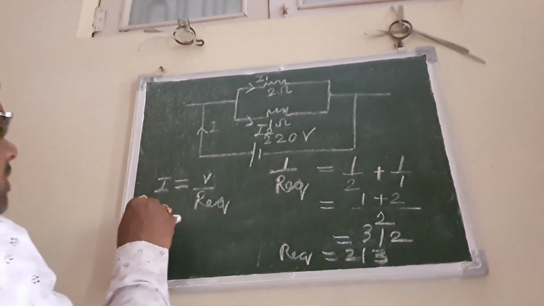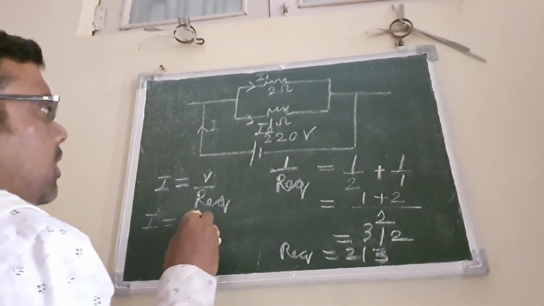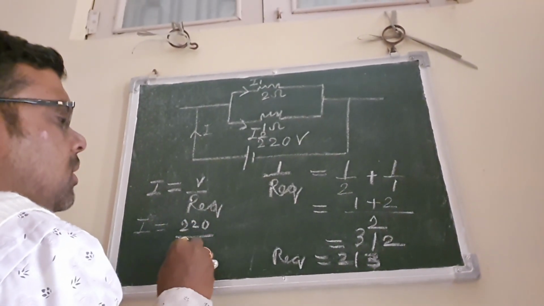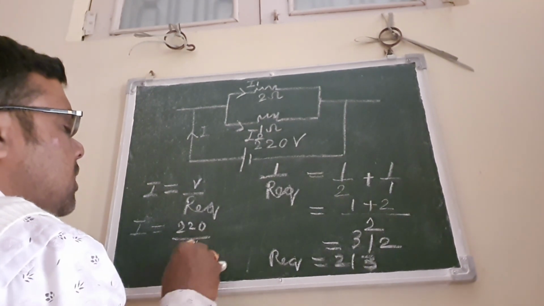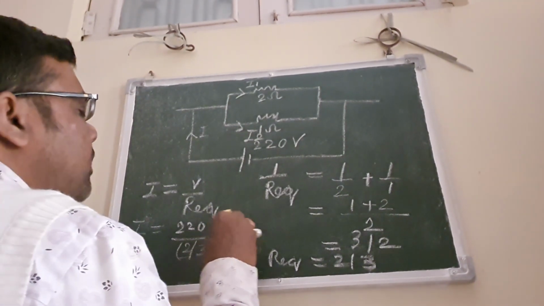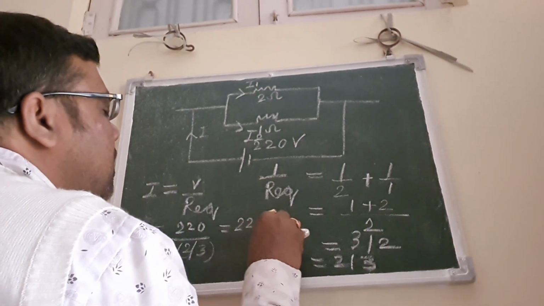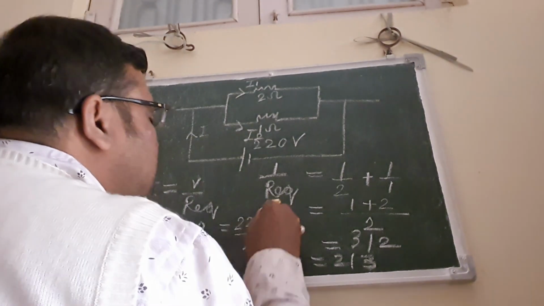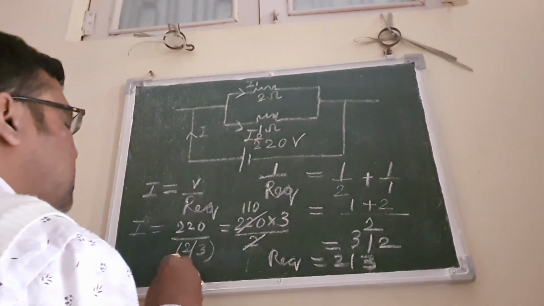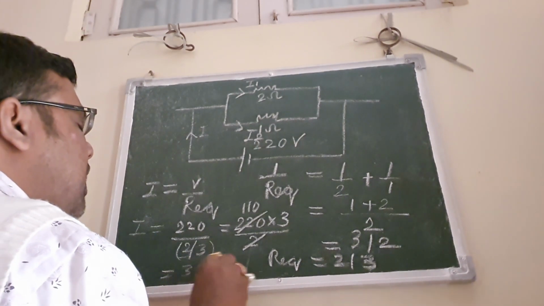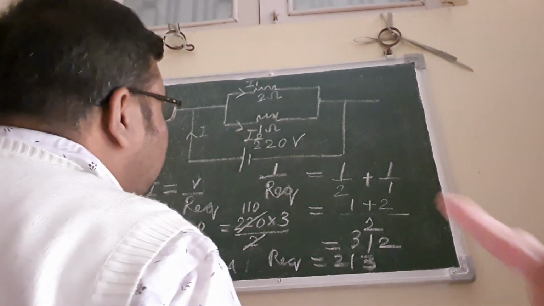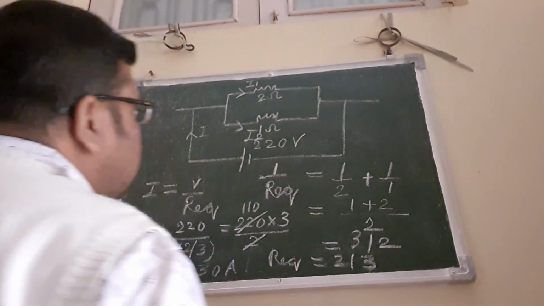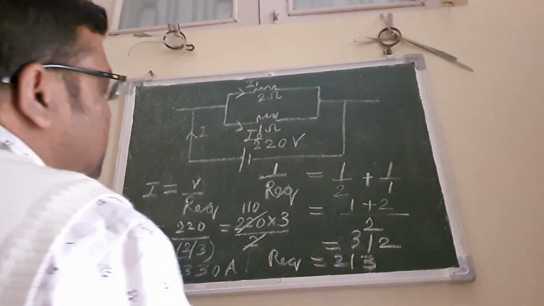Now we are putting this value in this equation. So it will be 220 upon 2 by 3. So it will be 220 into 3 upon 2. So 2 will cancel, so it becomes 110 into 3, so it is 330 amperes. The current flowing is 330 amperes. So now we are going to calculate I1.